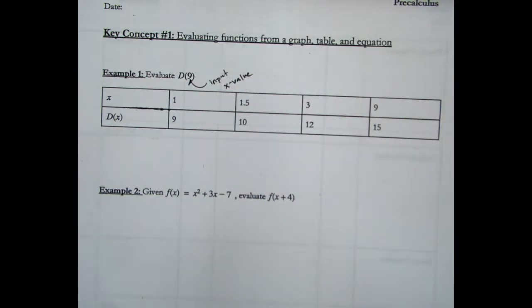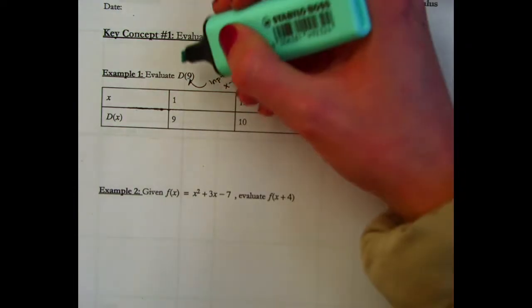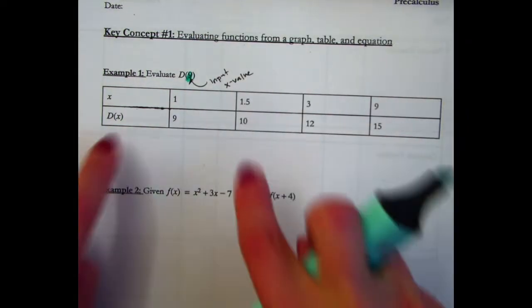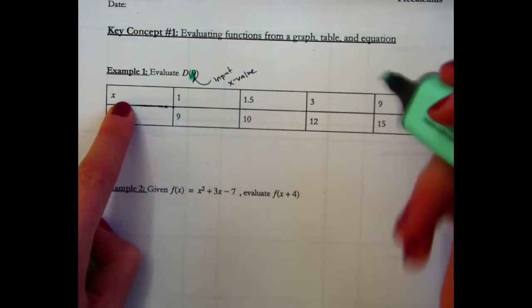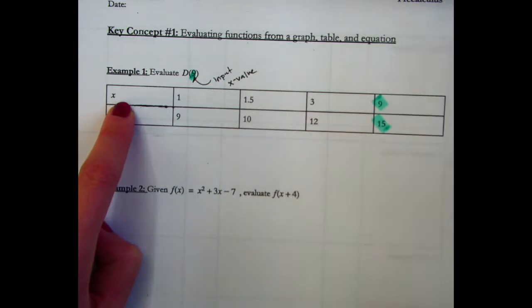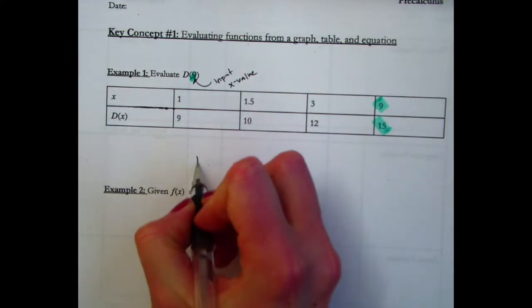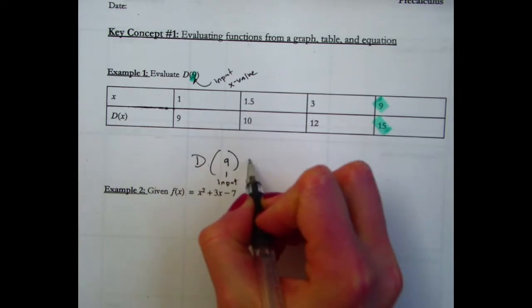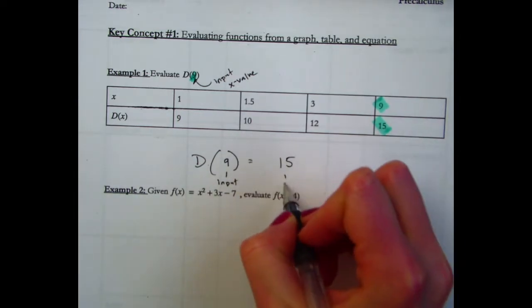So when my input into the function is 9, I'm going to see where in my table x is equal to 9. I can see the corresponding output value is 15. So d of 9, where 9 is my input, corresponds to the output value of 15.